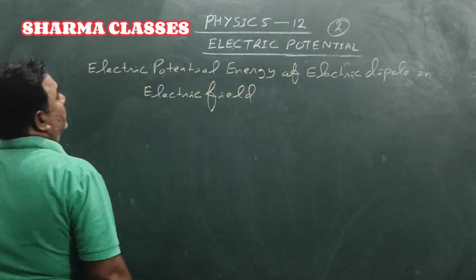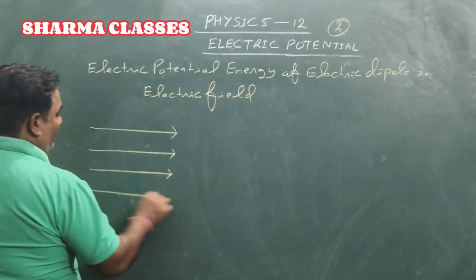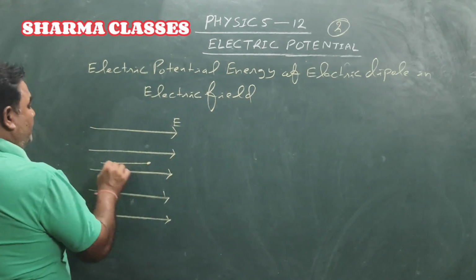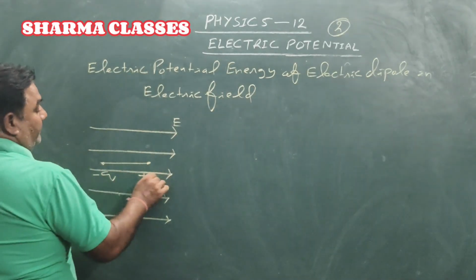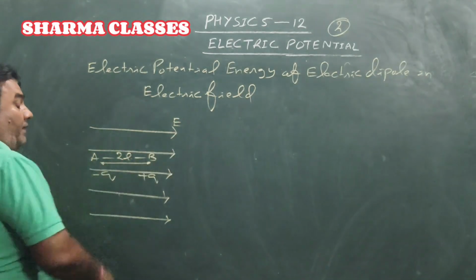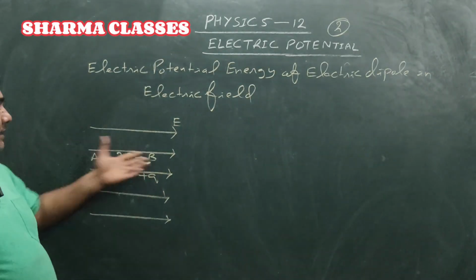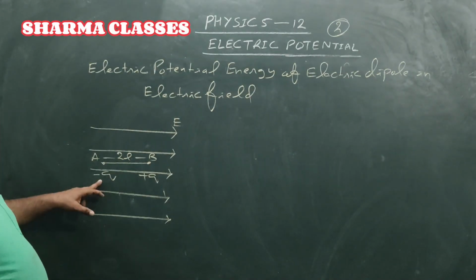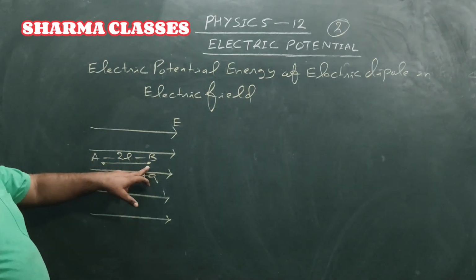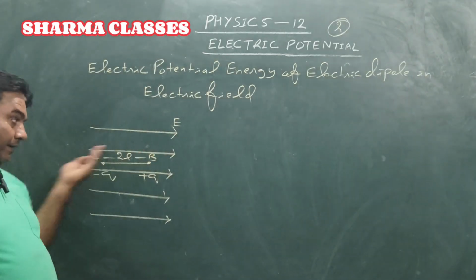Suppose this is a uniform electric field in which an electric dipole is taken from infinity. The electric dipole is made of minus q and plus q charge, and the distance between them is 2l, AB. It is taken from infinity into the electric field. As the plus q charge is taken into the electric field, the force acts on it in the direction of the electric field. And when the negative charge enters the electric field, the force acts on it in the opposite direction. So we have to do work on the positive charge, because the force acts in the direction opposite to the way we are taking it.